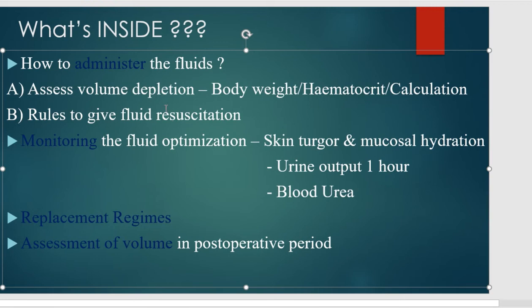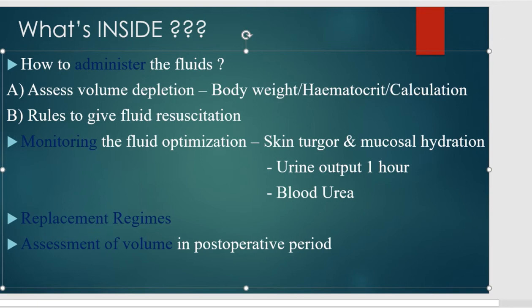Under the administration part, during assessment of volume depletion, 3 important things are there: the body weight assessment and the hematocrit assessment of the patient. Depending on the body weight and hematocrit at the time of admission, we can calculate the volume depletion. Okay, so let's go through the further slides available here.